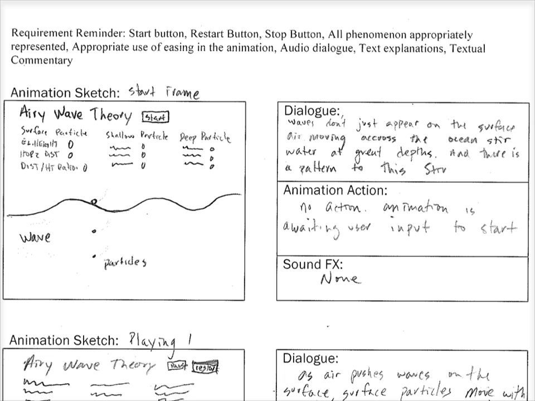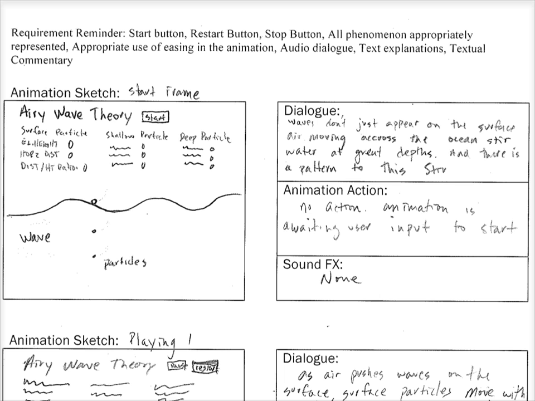Now you can see the requirement reminder at the top. It tells you all the things that you have to have in your storyboard. But I'm going to explain a little bit more about that. I want you to have a start frame, have as many playing frames as you need to describe your animation, and make sure you have all your dialogue in there. But also I want you to include a pause frame and a stop frame, and what it looks like at the end of your animation. So make sure you include those, okay? Don't skip those frames as you go through.